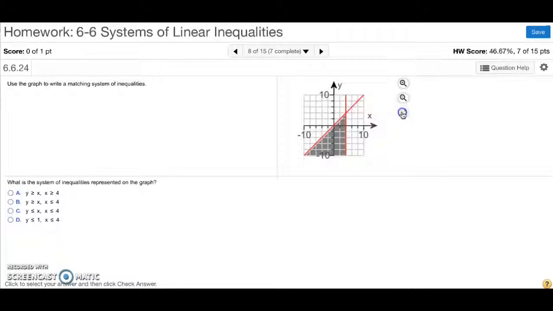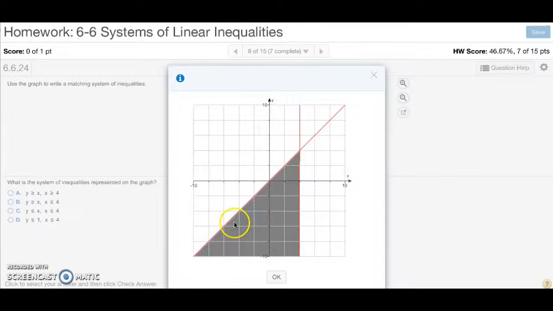So making this larger, let's see what information we have. Just looking at this, first thing I notice is that these are both solid lines, so I know they're going to be equal to statements. So starting with this line, the next thing I notice is that the shading is below that line, so it's going to be y is less than or equal to something. So that tells me it's either going to be C or D, because they're the only two where there's a y is less than or equal to something.